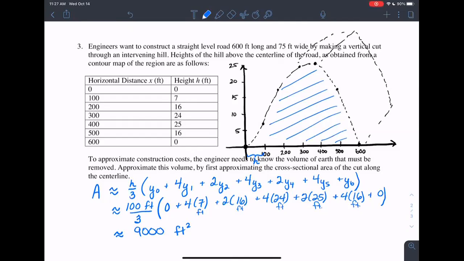But now to get the volume, we have to take that one step further and do what with the 9,000 square feet? We're going to multiply it by the 75 feet wide. So times 75 is 675,000 cubic feet. And if you wanted to, you could of course convert that to cubic yards or some other unit that you might need.